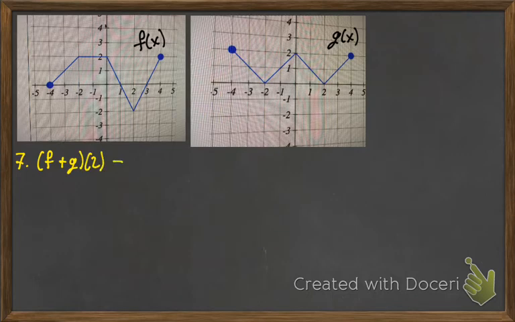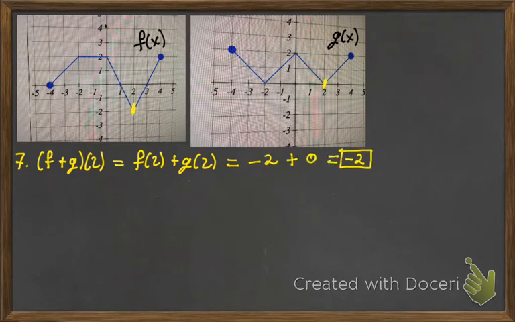It's coming. Don't worry. So f plus g of 2. Okay, so that's going to be f of 2 plus g of 2. So f of 2 is the y value when x is 2. So that looks like negative 2. And g of 2 is 0. And so we add those values and we get negative 2.